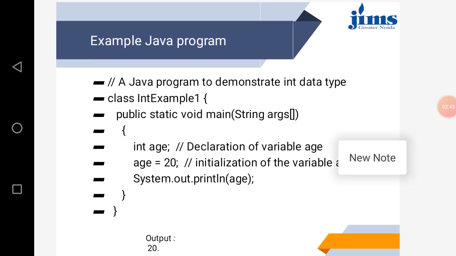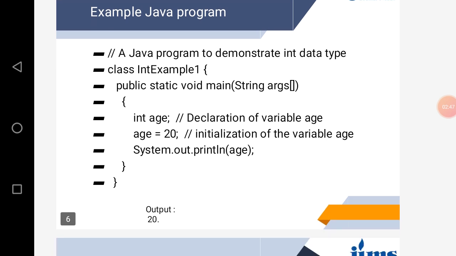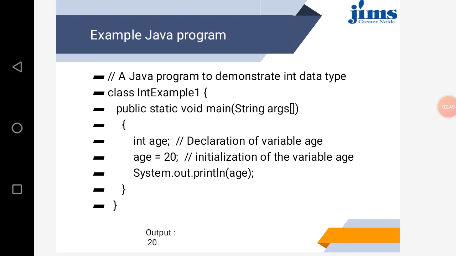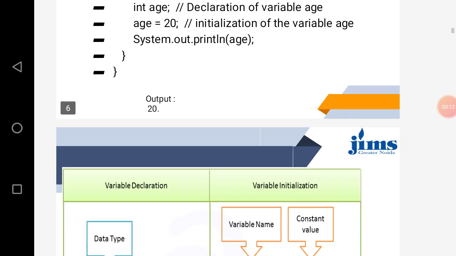And in this program, we can understand how your variables are used. In this class, Example1, there is main method, and one variable we have used here is age, that is of integer type. And in the first line we are declaring, in the second line we are initializing with 20, and in the third line we are printing its value, and output is coming 20.